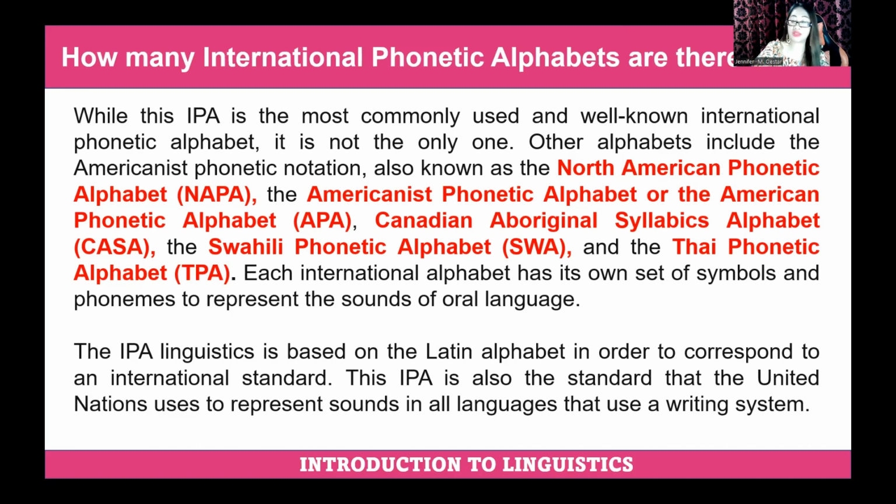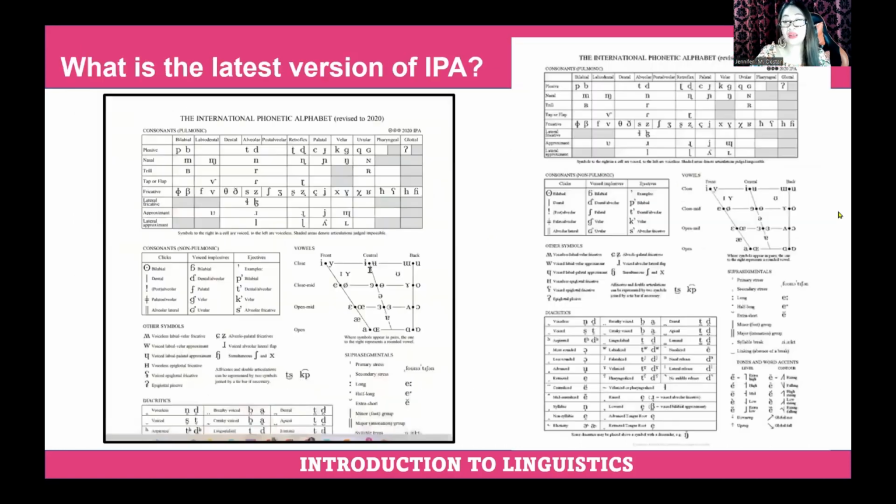So the IPA is based on Latin, as I mentioned earlier, in order to correspond to the international standard. This IPA is also the standard that the United Nations uses to represent sounds in all languages that use a writing system. So that's why we have more than 100, or should we say 200 countries that are members of the United Nations. Therefore, I'm not sure actually. So with that, the IPA is really needed and standardized for the representation of sounds of all the languages that can be used in writing. So here's the latest version of the IPA, revised 2020.